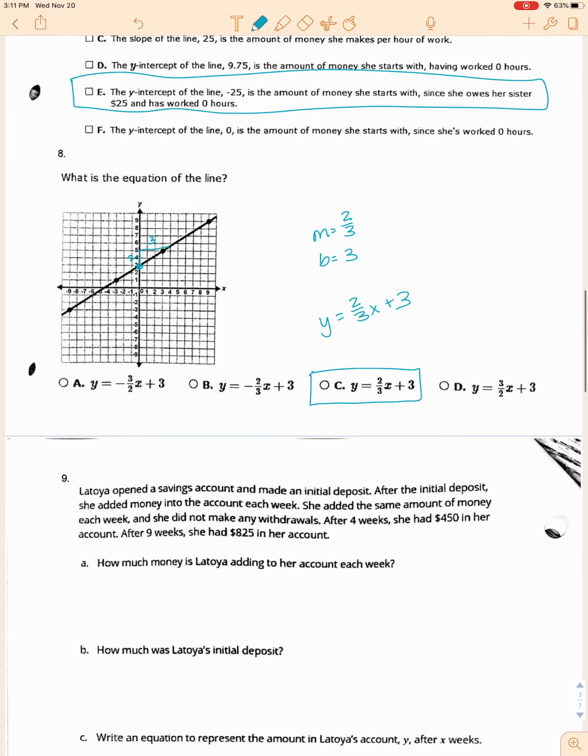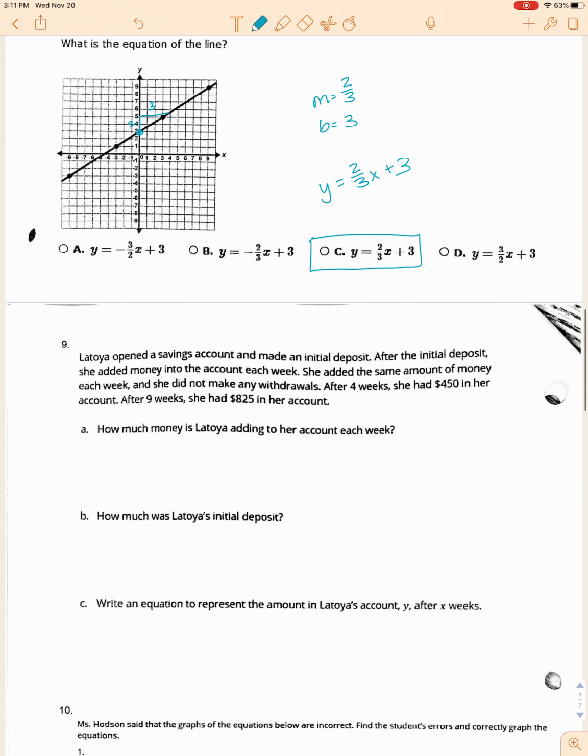Number 9, another word problem. Latoya opens a savings account and made an initial deposit. After the initial deposit, she added money into the account each week. She added the same amount of money each week, and she did not make any withdrawals. After 4 weeks, she had $450. So after 4 weeks, $450. And after 9 weeks, she had $825.